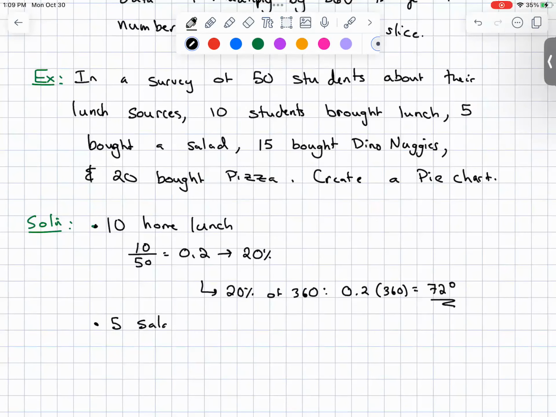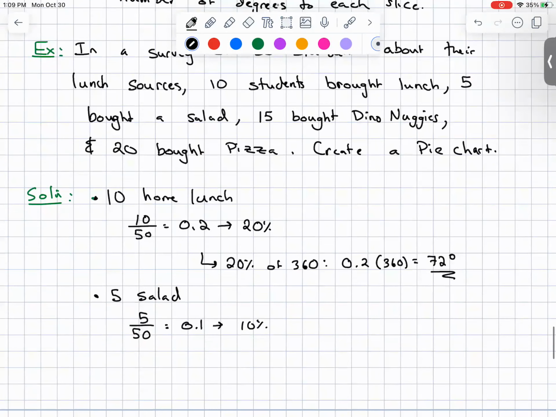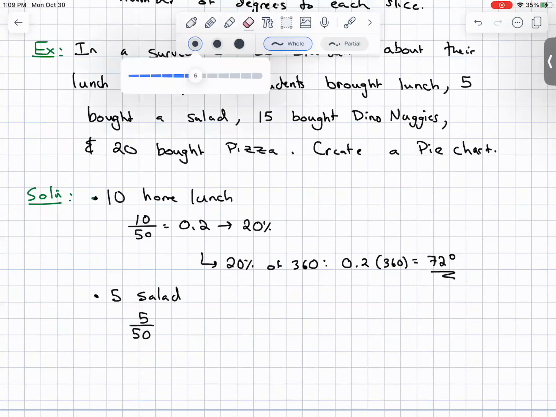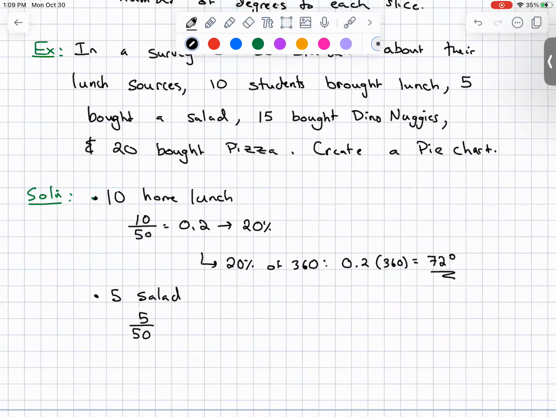Five were a salad. So 5 divided by 50, that's 0.1 or 10%. Or I guess what I could even do to do it even faster, all I need to do is take the percentage of students, 5 over 50, and then multiply that by 360, and you get 36 degrees. So that's salad.